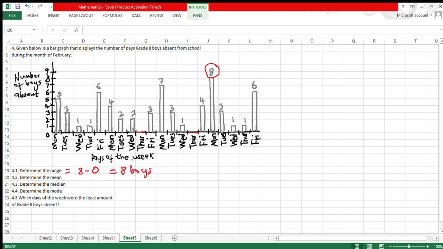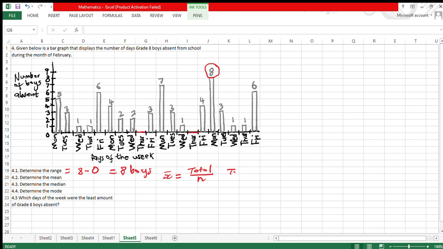Okay, so now let's go to the mean, 4.2. Basically the mean is the summation of all the boys divided by the number of days. So now let's get the total. Let me write here: the mean is equal to the total divided by the number of days.